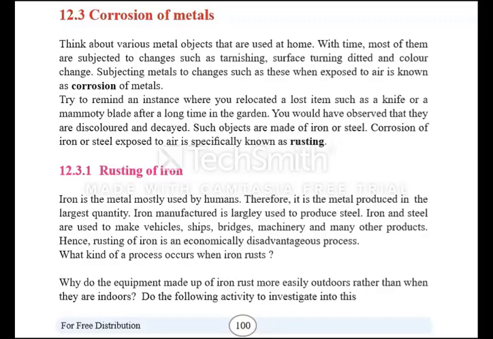As you already know, metals have certain qualities, and luster is one of them, which means they shine. With time, when these metals are exposed to the atmosphere, a change called tarnishing occurs. So what is tarnishing? Tarnishing is the metal losing its luster with time because of exposure to the atmosphere. Another change that would occur is the surface turning dull.